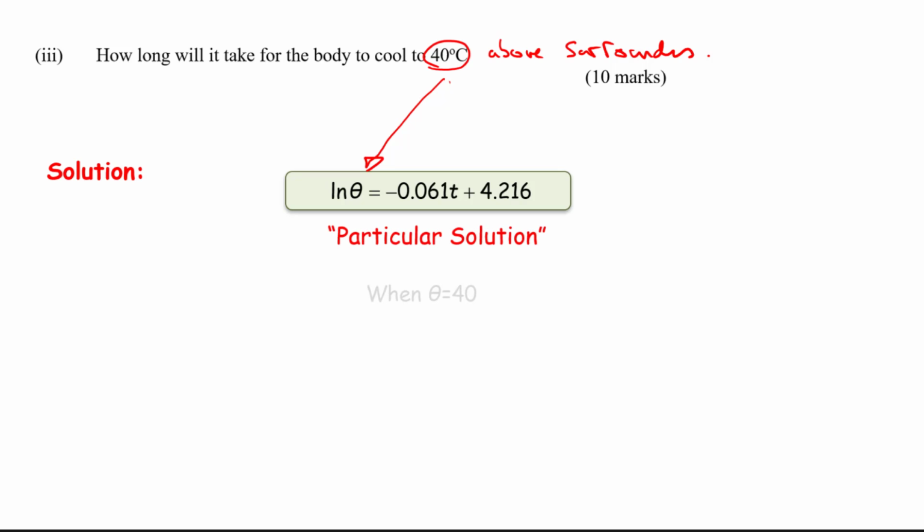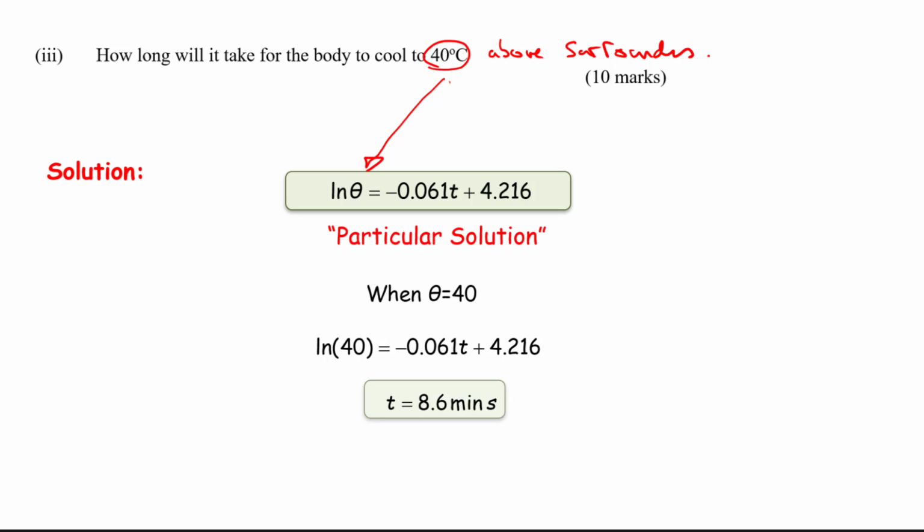So substitute theta. When theta is 40, you're going to get the log of 40 equals minus 0.061 times t plus 4.216. We're trying to find t. So all you have to do is bring the 4.216 over here. So log of 40 minus 4.216, divided by minus 0.061. And that should give you 8.6 minutes. And that was it. The only thing that was probably a bit confusing there was that theta is always measured above the surroundings. And I think that was the end of the question.